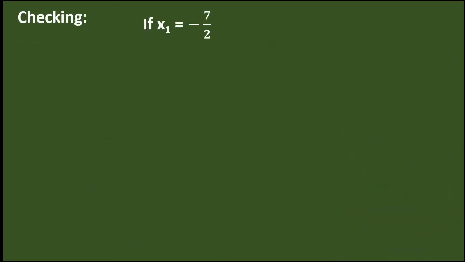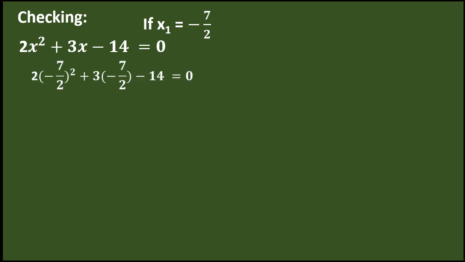Let us now do the checking. We have x of 1 equals negative 7 over 2. Let us substitute. X will become negative 7 over 2, or negative 7 halves. So it will become 2 times the quantity negative 7 over 2 squared plus 3 times the quantity negative 7 over 2 minus 14 equals 0.